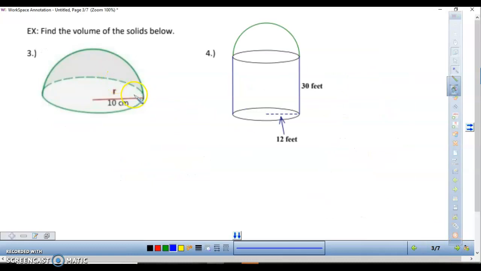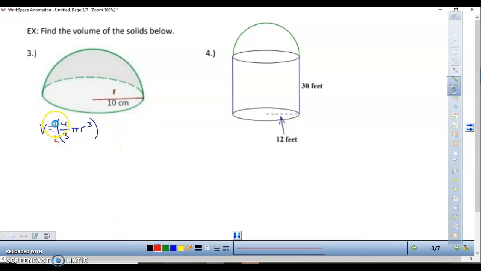All right, so in this example, this time we want to find the volume of a hemisphere, all right? So half of a sphere. So if you think about the volume of a sphere as being 4/3 times pi times r cubed, if I want to have half of a sphere or a hemisphere, I simply will multiply this formula by 1/2.